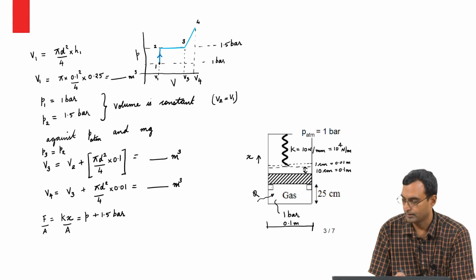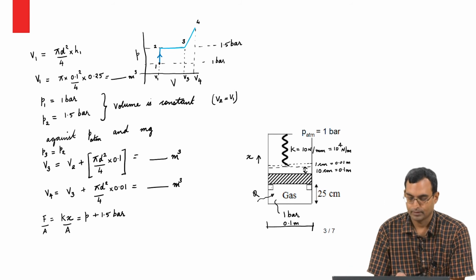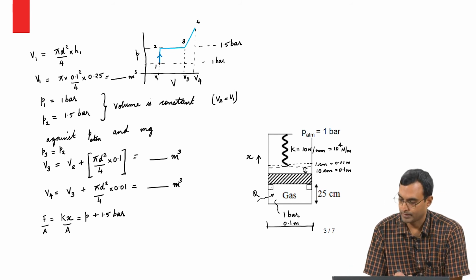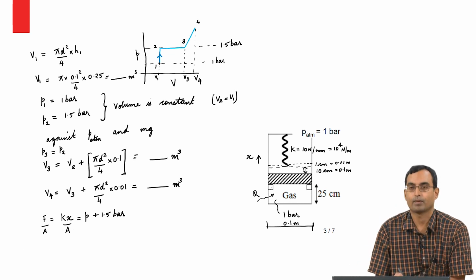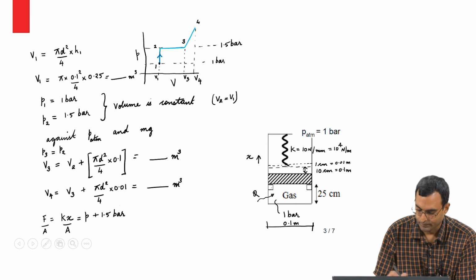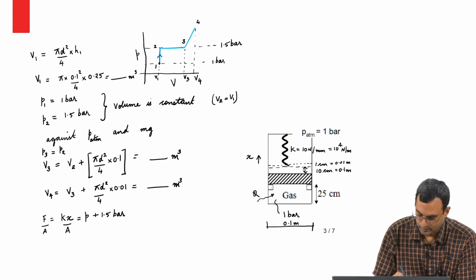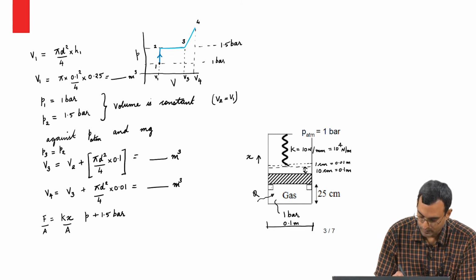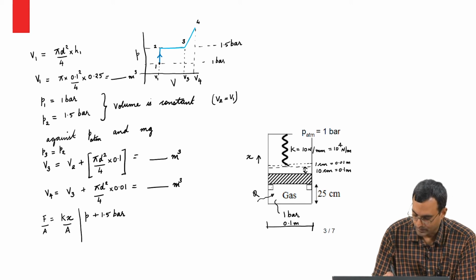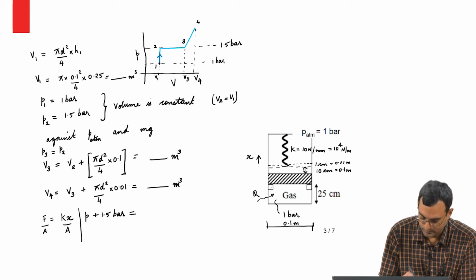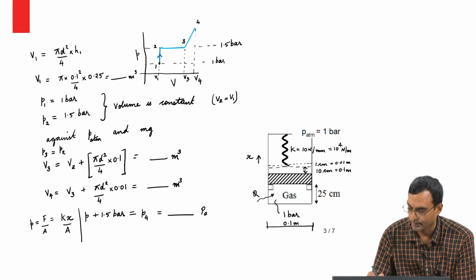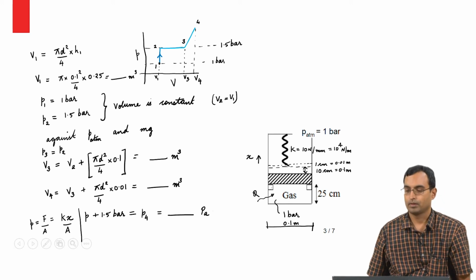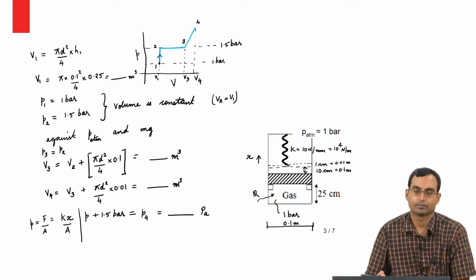So, X is 0.01 meter, K is known, it is I think given as 10 power 4 Newton per meter, and area is pi d square by 4. So, that gives me, let me just separate this out, P plus 1.5 bar is my P4. So, I can find out this in pascals, and now what I want to do is to find out the work done.